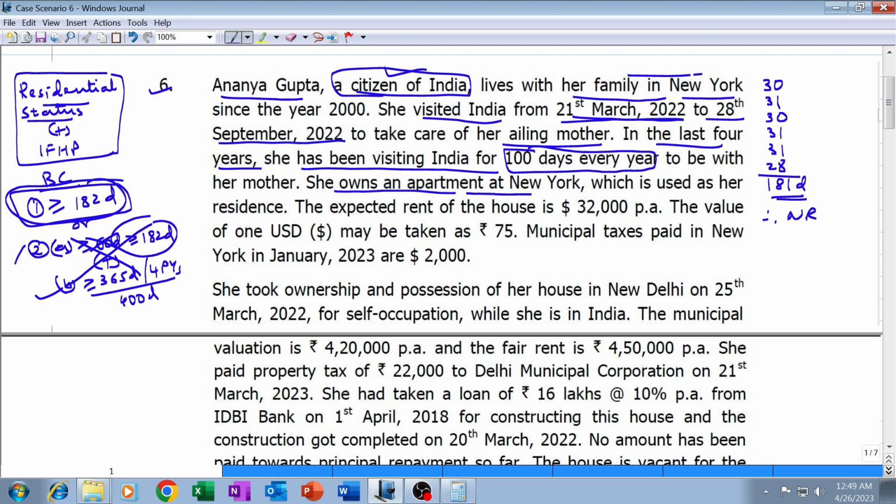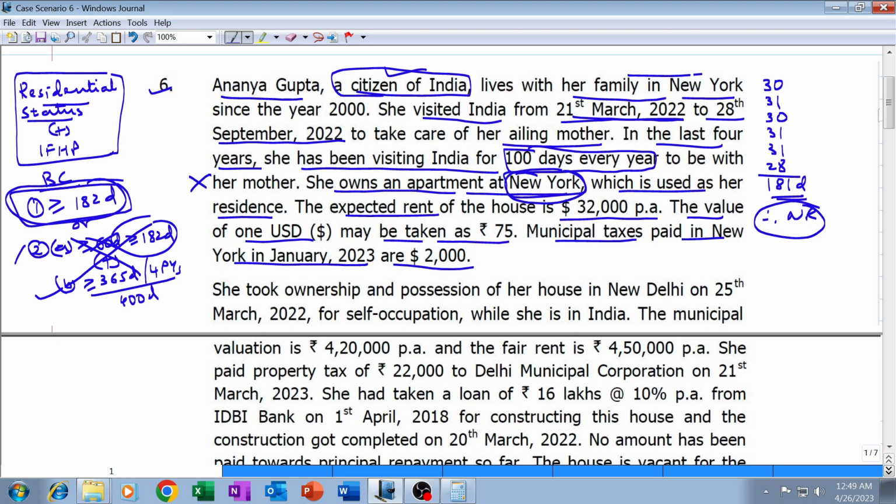She owns an apartment in New York which is used as a residence. That means the New York residence is a self-occupied property. The expected rent of this house is $32,000 per annum, and the value of $1 may be taken as 75 rupees per dollar. Municipal tax paid in New York in January 23 is $2,000. However, she is non-resident in India and this property is located outside India. Therefore, this property will not be taken into account for calculation purposes in India.